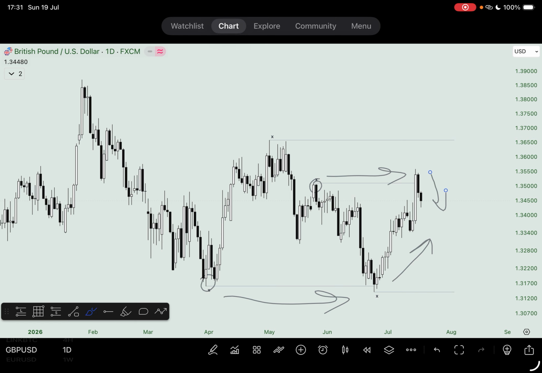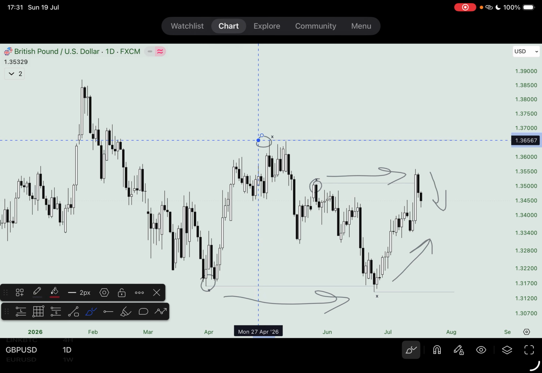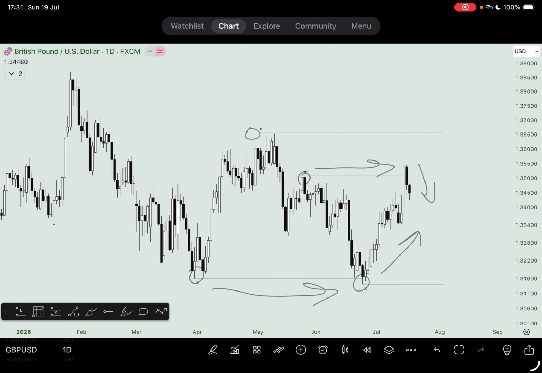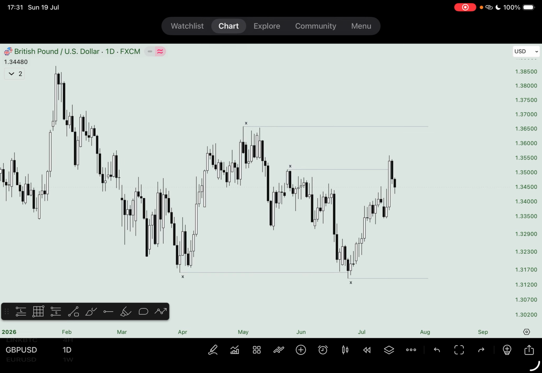Now, where are other key swing points on GBP/USD? We have this one at the top and we have this one at the bottom. So ideally, whenever the market gets to take out this point, it's most likely going to move in the opposite direction. And what happens next after this level gets taken out?